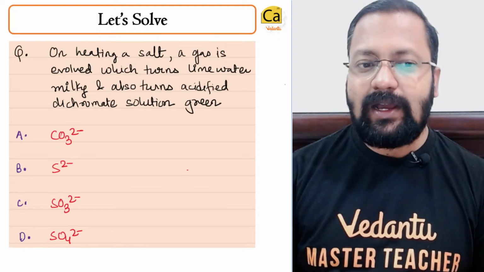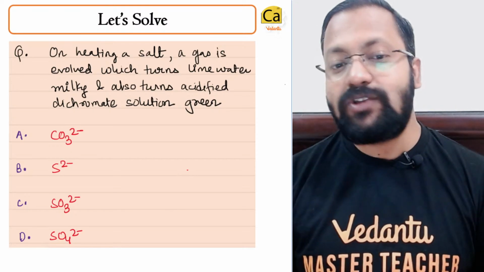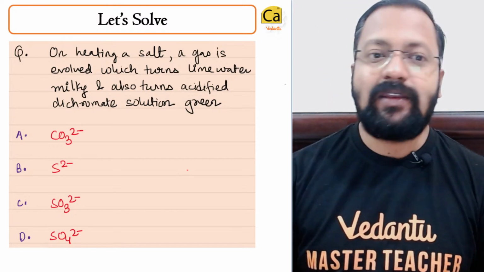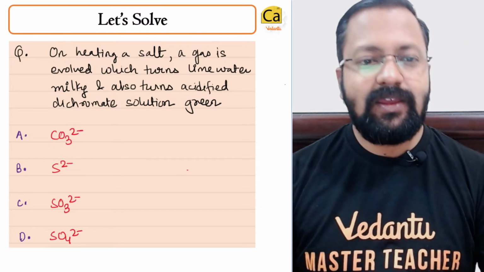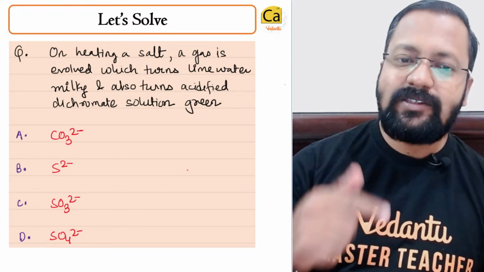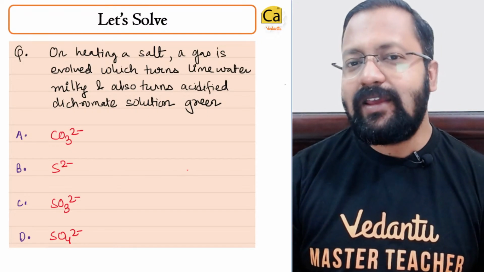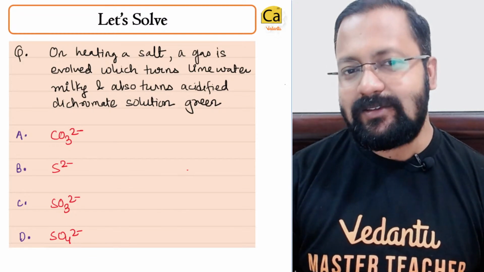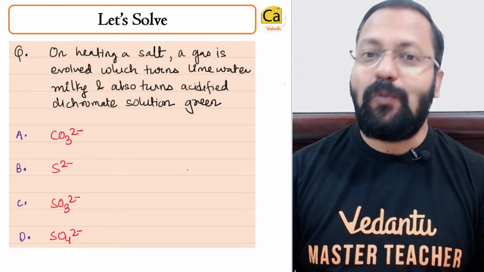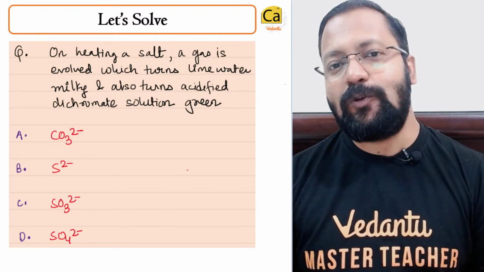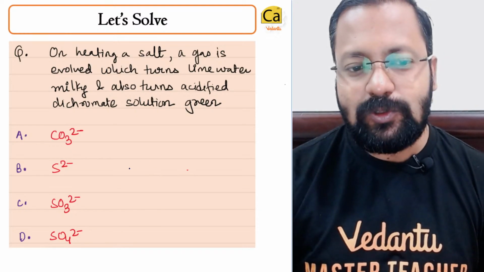On heating a salt, a gas is evolved which turns lime water milky and also turns acidified dichromate solution green. Which is that anion? Okay, on heating a salt, a gas is evolved which turns lime water milky. Lime water is turned milky by two anions, and one of them turns dichromate solution green.